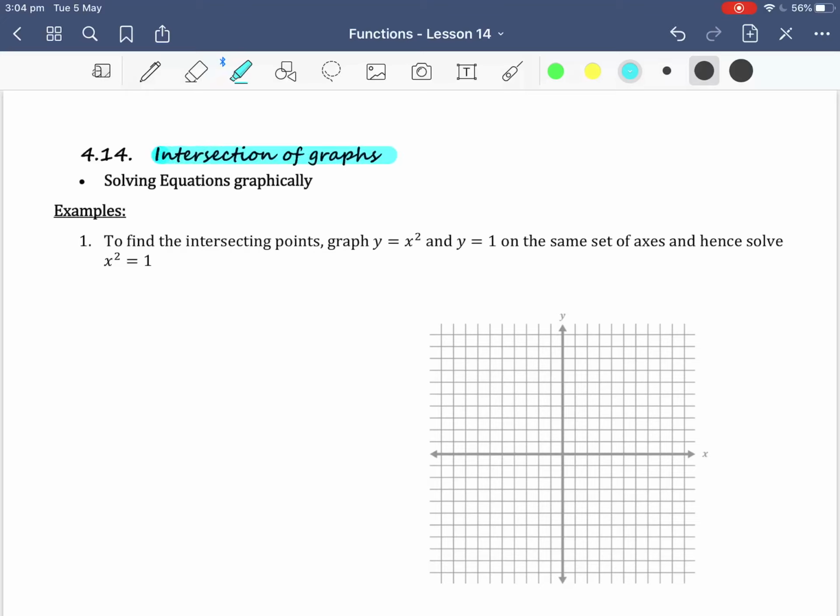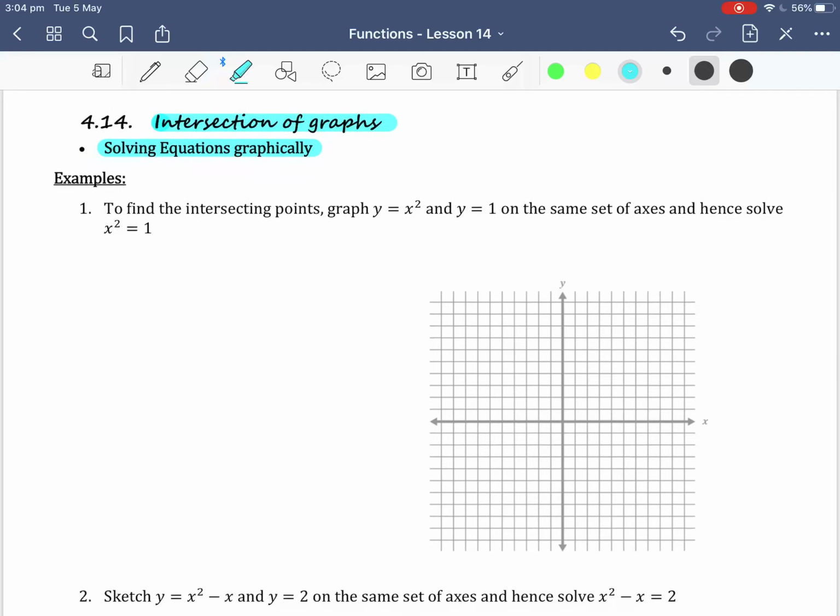Today we're doing the intersection of graphs, which is the last part of the topic of functions. So we're going to talk about a couple of different methods of finding the intersection of graphs. The first method is to solve equations graphically. So let's just jump into some examples.